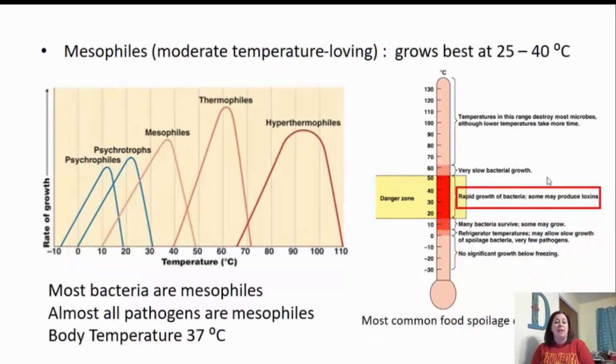This group is where most pathogens are located. These are the mesophils. They're the moderate temperature loving. They grow best between the temperatures of 25 and 40 degrees Celsius. Most bacteria are mesophils, and again, most of the pathogenic ones are located here. One thing that is key is our body temperature is 37 degrees Celsius, which is right there in their range. This allows for rapid growth of these bacteria, and some of these actually do produce toxins in this growth range as well. The most common food spoilage organisms are going to be mesophils.